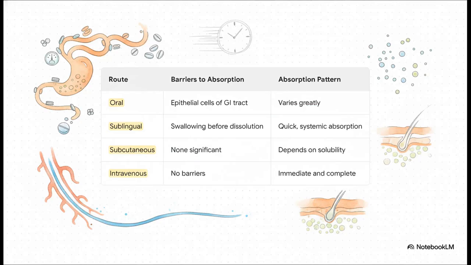Now, this is where it gets super interesting. Check out how much the route matters. If you look at intravenous or IV, boom, no barriers. It's in there 100% right away. That's why IV meds work so incredibly fast. Now compare that to a regular oral pill. It's got this whole obstacle course to run through, the GI tract, and it's affected by food, pH, other meds, you name it. That's why its absorption is so much more variable.